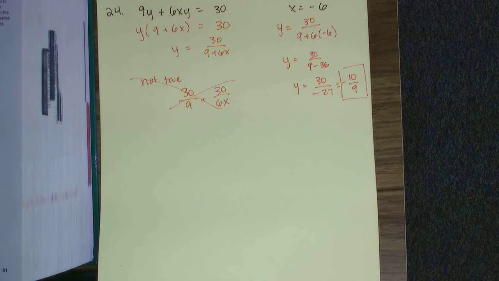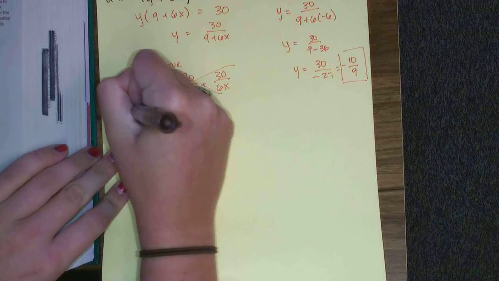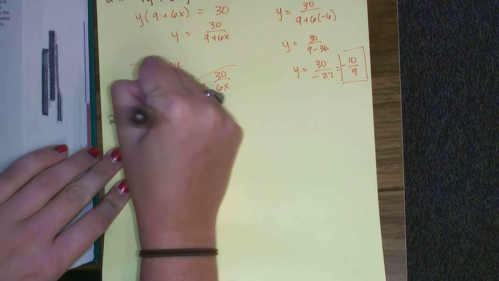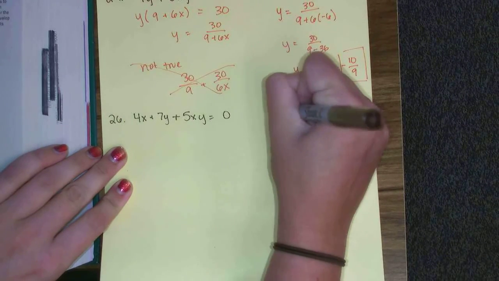Do we need to see another one of those? Yes, please. I know, but I wanted to say it like that. Number 26. 4x plus 7y plus 5xy is equal to 0. x is equal to 1.